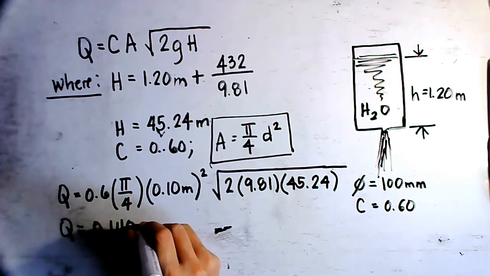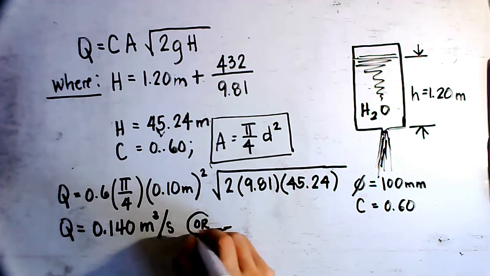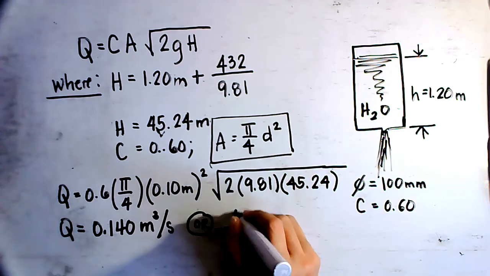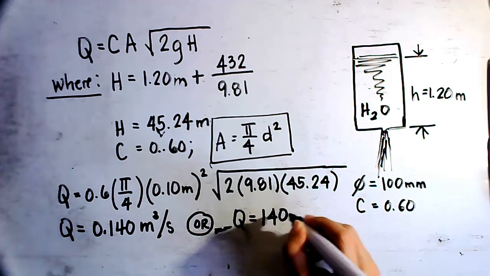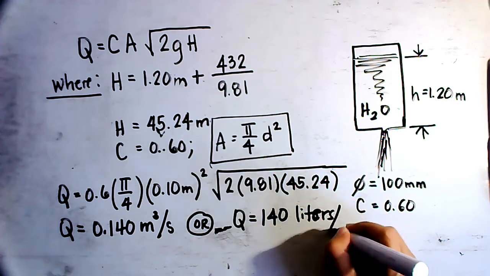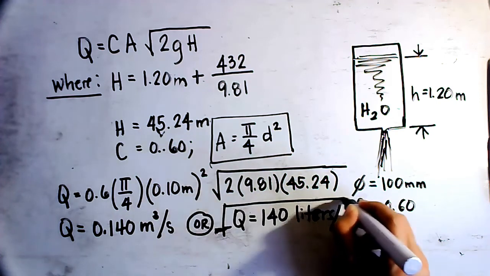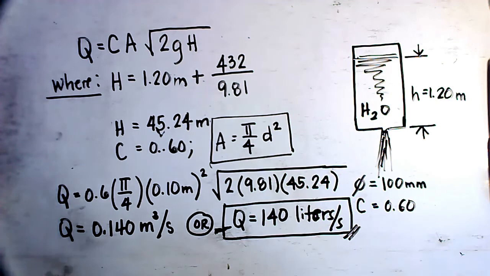0.140. The unit should be cubic meters per second. Or if you multiply it by 1,000 and express the discharge in terms of liters per second, that is equal to 140 liters per second. And that will be our answer. That is the discharge through the orifice with the diameter of 100 mm, which is located at the bottom of the tank, given all other conditions.